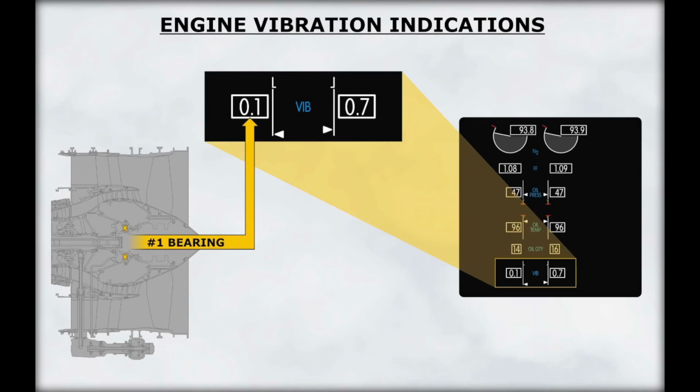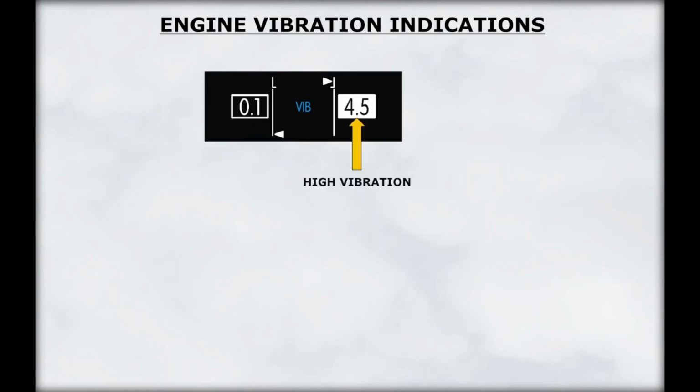Engine vibration is indicated in numerical format and using a pointer against a vertical scale. A tick mark indicates the high vibration level. If the vibration is high, the numerical display will be displayed in reverse video.